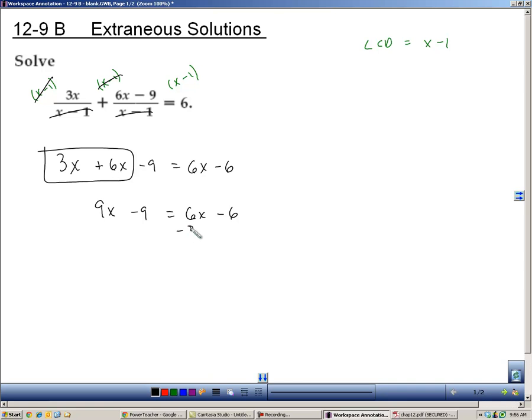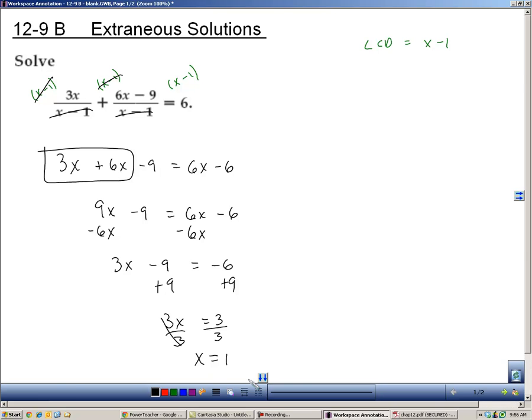I like to move the smaller coefficient, so I'll subtract the 6x, leaving me 3x minus 9 equals negative 6, and then we'll solve. 3x equals 3, and then divide by 3. So x equals 1. So we get a solution of x equals 1.